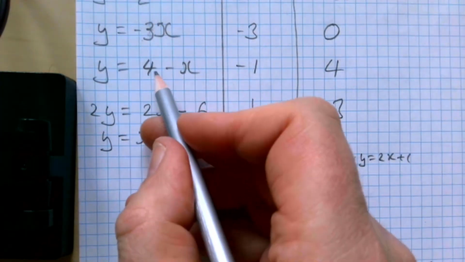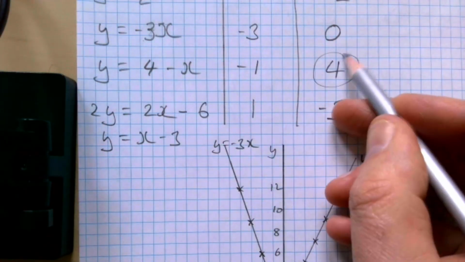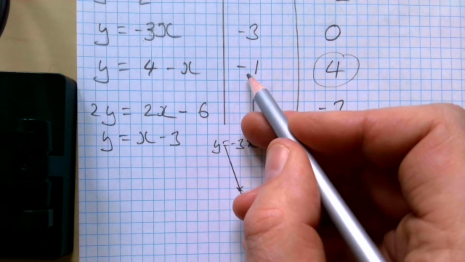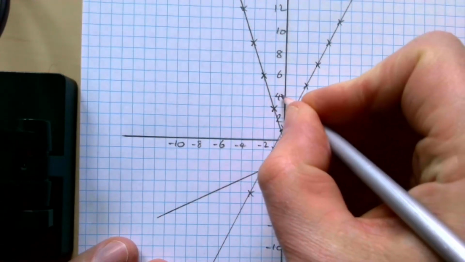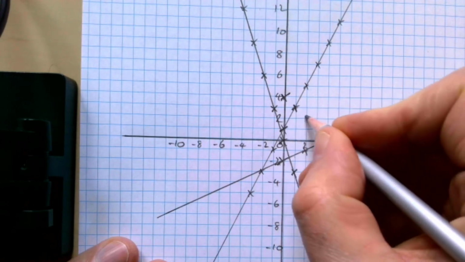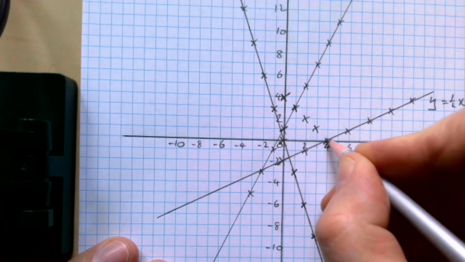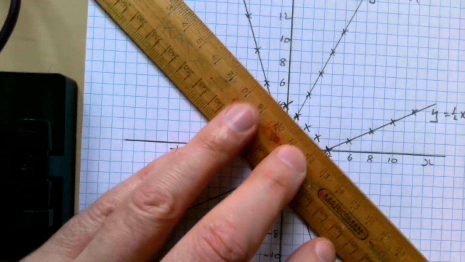My fourth one is y equals 4 minus x. Again, it's the wrong way around. We always start with this number here. It crosses at 4, a gradient of minus 1. Crossing at 4, a gradient of minus 1, across 1, down 1, across 1, down 1, and so on. And we extend that line all the way across.